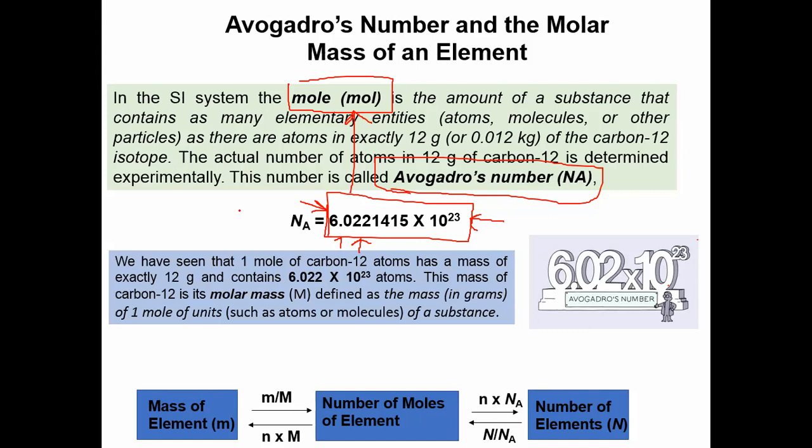Okay, so it says over here that we have seen that 1 mole of carbon 12 atoms has a mass of exactly 12 grams and contains 6.022 times 10 to the power 23 atoms. So this mass of carbon 12 is its molar mass. So the molar mass of carbon 12 is 12 grams.